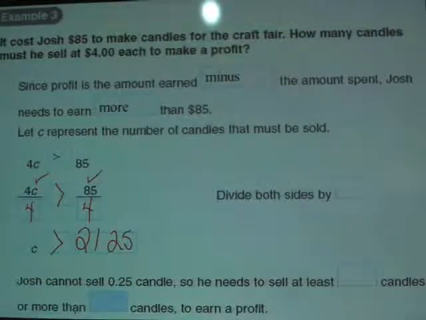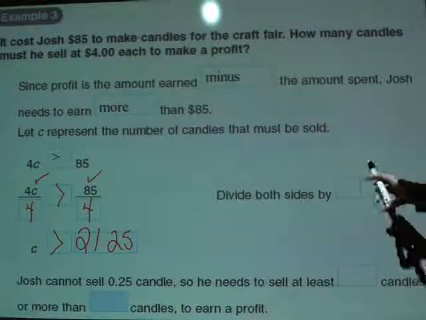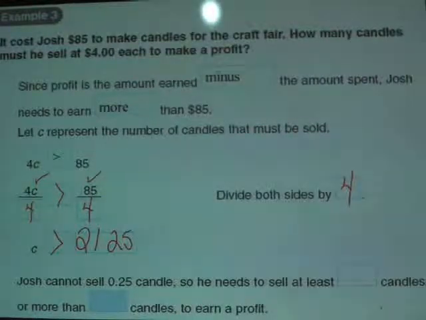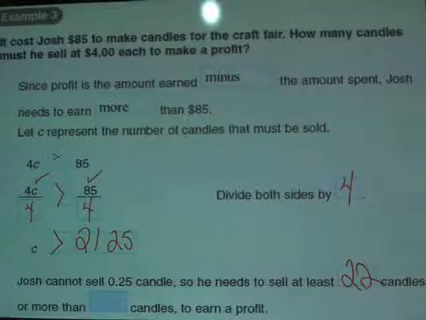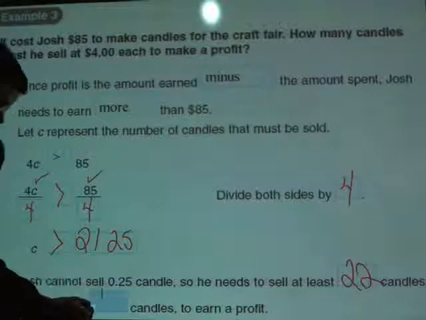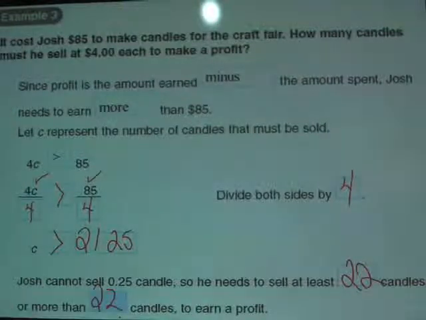Now, let's remember what this question is all about. The question is asking me how many candles Josh is going to have to sell in order to make a profit. Obviously, he can't sell a quarter of a candle or 0.25 of a candle. So we're going to have to make this have some meaning here. If he sells exactly 21 candles at $4 a candle, that's only $84, not $85 like he needs to pass to make a profit. So in this case, he's going to have to sell at least 22 candles, which of course would be $88, which would mean a $3 profit, or more than 22 candles, which of course any larger amount is going to generate a larger profit, in this case to earn a profit.